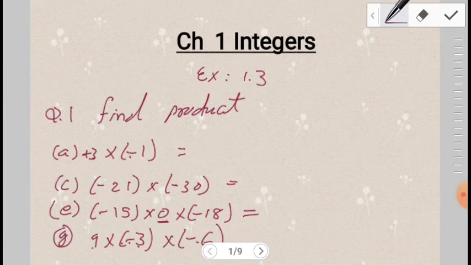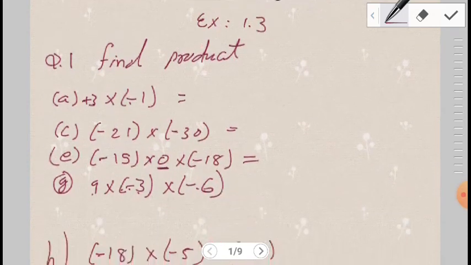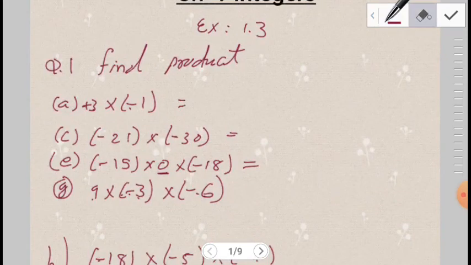Now we'll go through the chapter 1 exercise 3rd. First question, find the product of the integer numbers. So we will solve out this product, that means multiplication of the integer numbers. The first one is 3 multiplied by minus 1. So 3 ones are 3, and here is nothing, that means we will apply here plus sign, so plus minus minus.